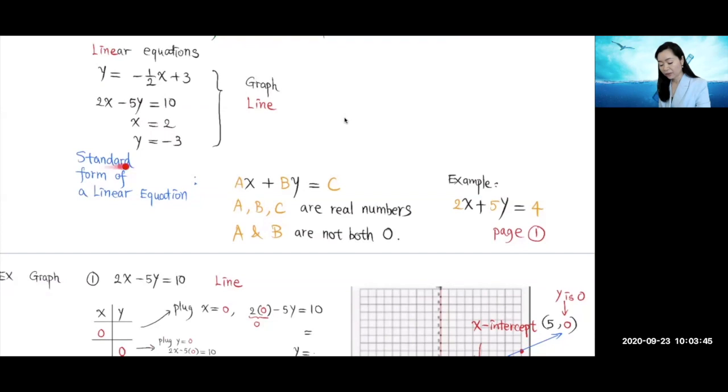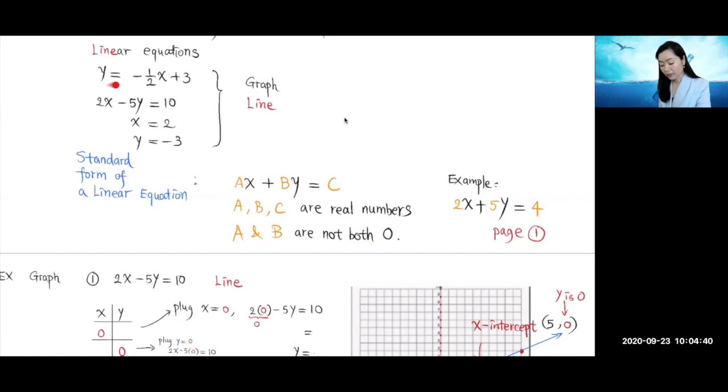The standard form of a linear equation is given to be ax plus by equals c. So any equation that can be written in this form is called a linear equation. So here a, b, c are real numbers, just like this 2, 5, 4 over there, where a and b are not both 0.